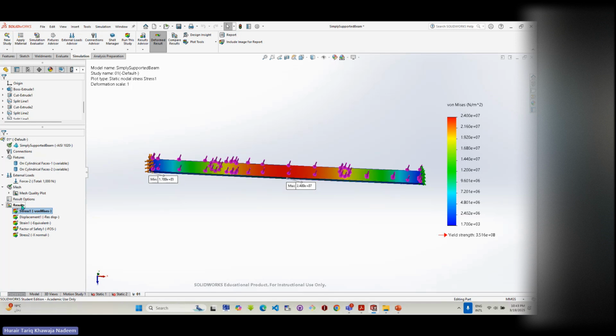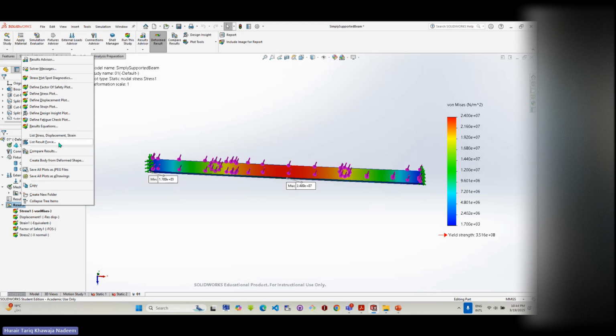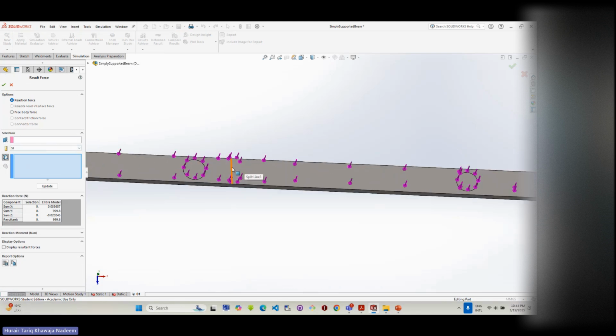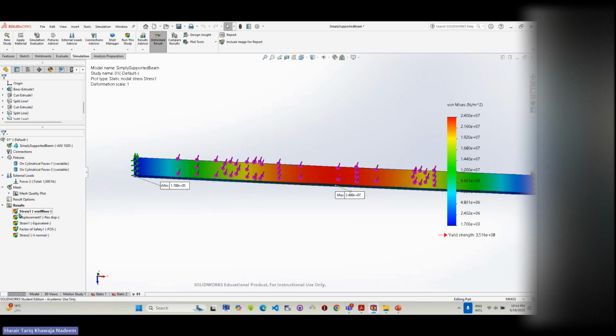And for example, I want to know list result force. Okay. And I want to know what are actually the forces on this region. So what I'll do, I will come over here, click on this. Okay, and update. So when I update this, it tells me not the reaction force. No, sorry. This one.